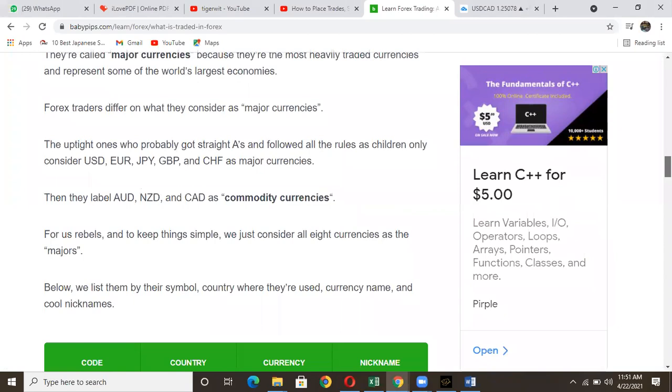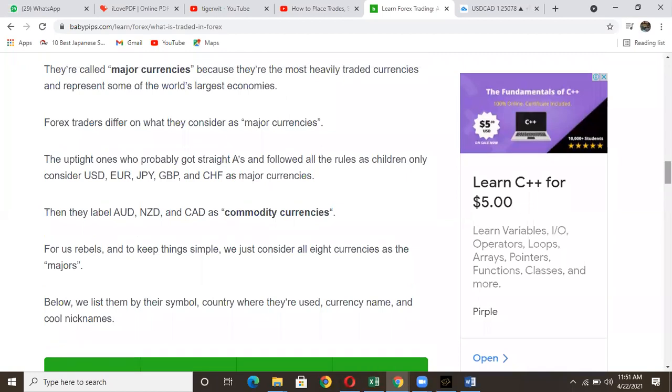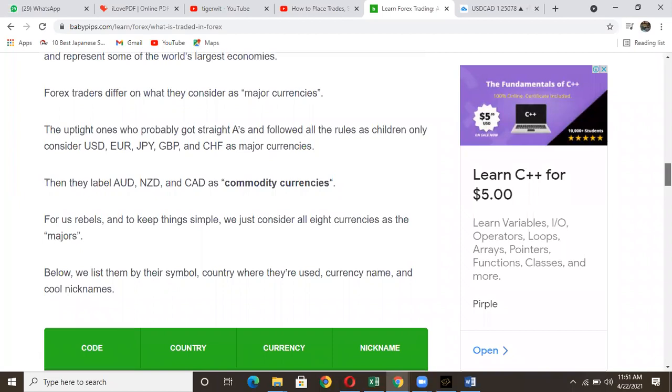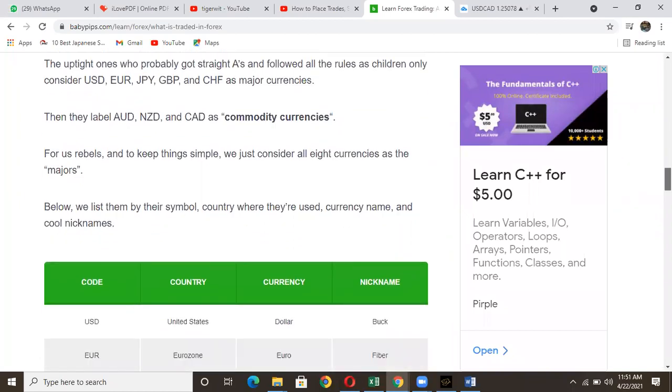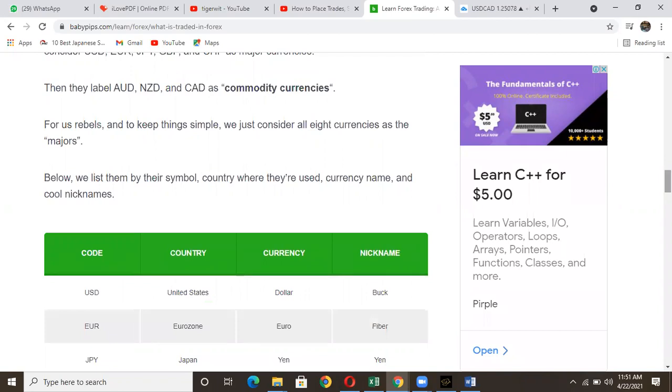Then they label AUD, NZD, CAD as commodity currencies. Like the CAD mostly is pegged to oil and how the price of oil is moving. Why? Because Canada is one of the big producers of oil. But those ones will do something called correlation. Correlation, we have intermarket correlation and we have currency correlation.